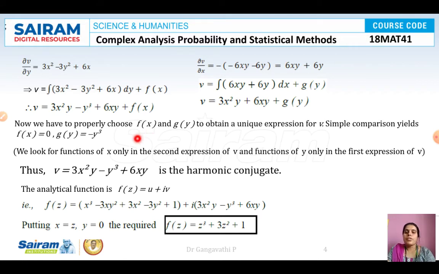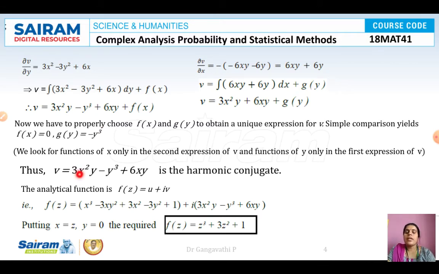Now, we have the property, choose f of x and g of y to obtain. So, this constant of integration we need to find. In order to do that, compare your v expansion, both the expansions, and the terms which have only x and terms which have only y will be taken as f of x and g of y. The term which has only x, here there is no term which has only x, so f of x is 0. And the term g of y which has only the y term is minus y cube, so g of y is minus y cube.